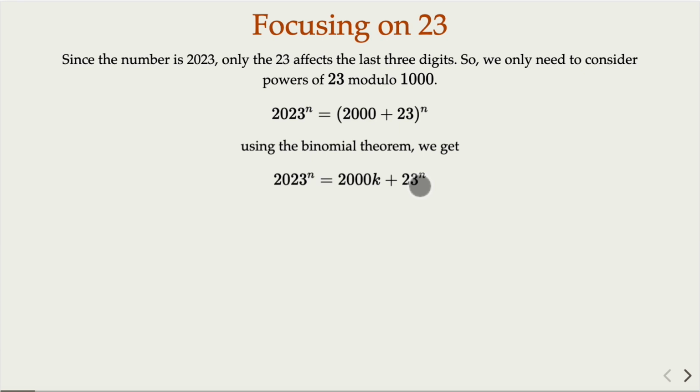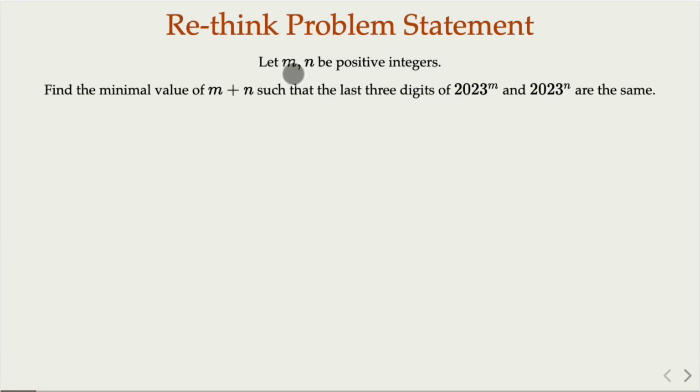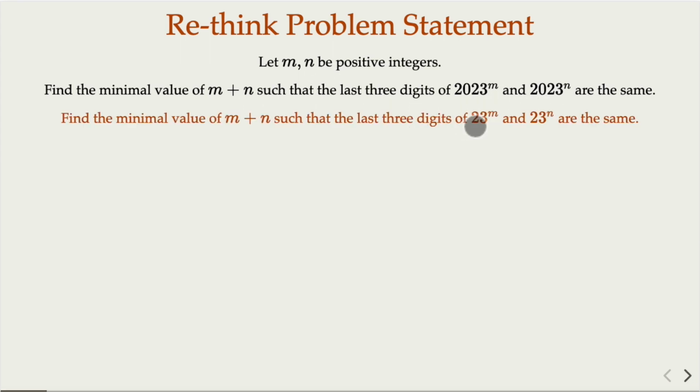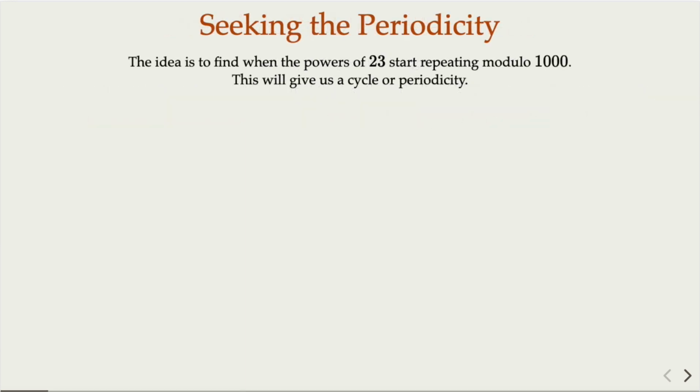We can revisit the original problem. We need to find m and n, different numbers, such that now 23 raised to m and 23 raised to n have the same last 3 digits. One important property is that for any integer, if you raise it to powers, the last single digit, 2 digits, or 3 digits have a property that they are going to repeat. So there's going to be a cycle. Now we need to find out the cycle.